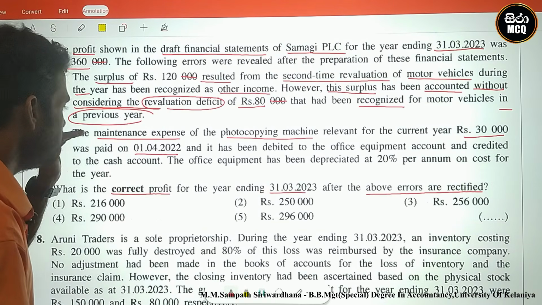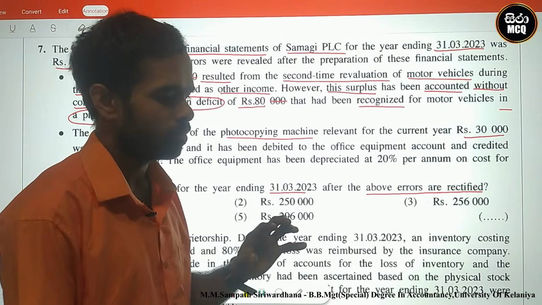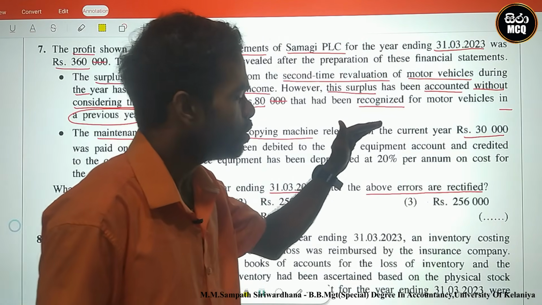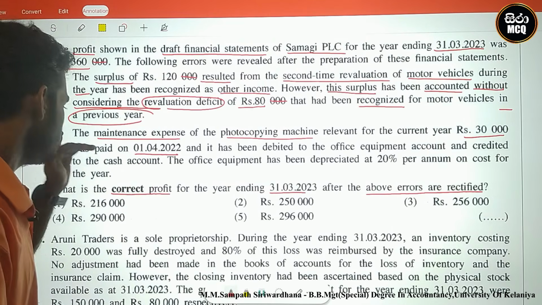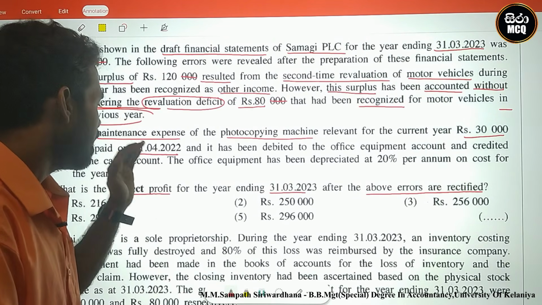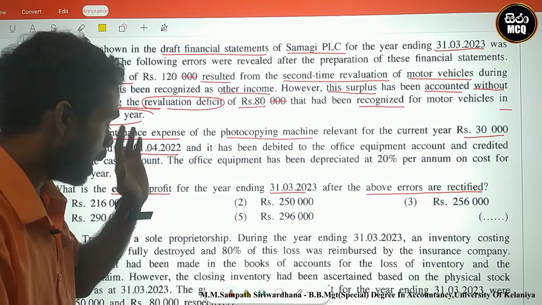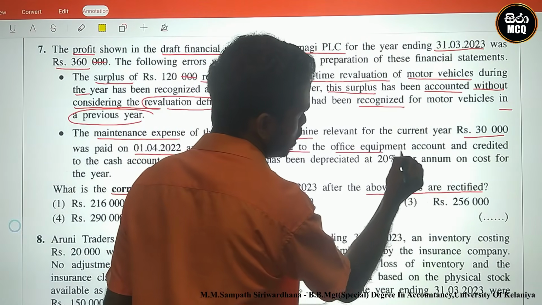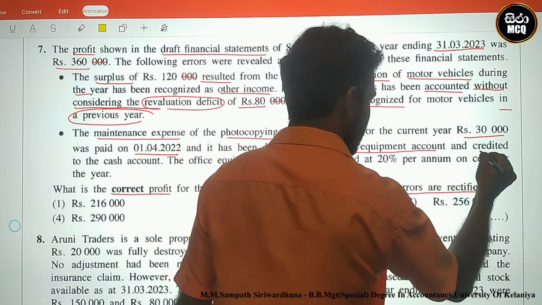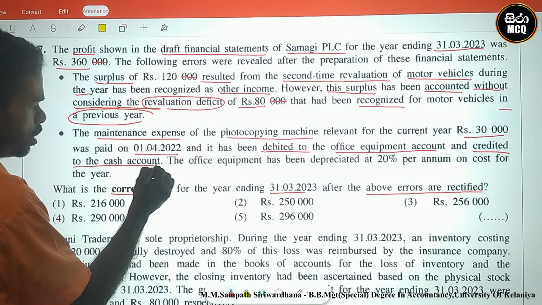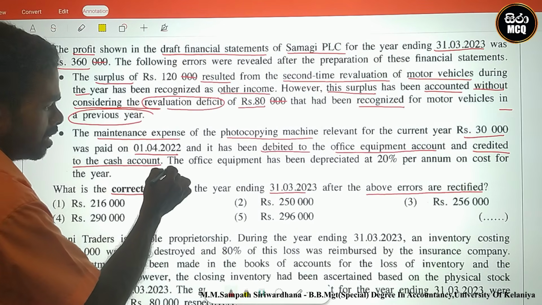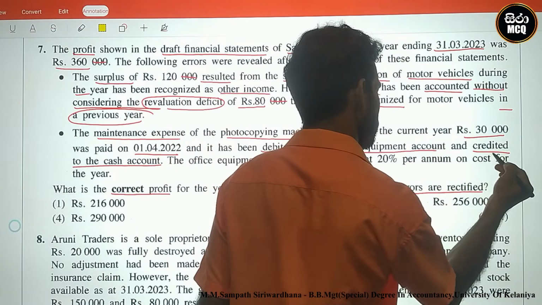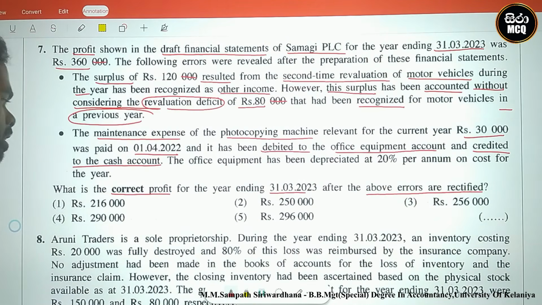Okay. The maintenance expense of the photocopy machine. There is a maintenance expense. The repairing relevant for the current year, 30,000, was paid in cash on 1st April 2022, and it has been debited to office equipment account and credited to the cash account. Okay, this is the error. The office equipment has been depreciated 20% per annum on cost for the year.